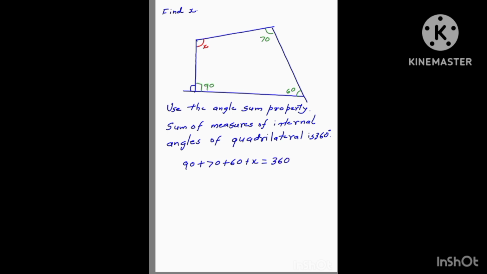I am deliberately writing x at the end. You may take your own way. You can write clockwise or anti-clockwise, whatever it may be, but in the end you have to do the calculations properly. So 220 plus x equal to 360. So x equal to 360 minus 220 is equal to 140. That's the answer. Don't forget to write the units, that is degree.